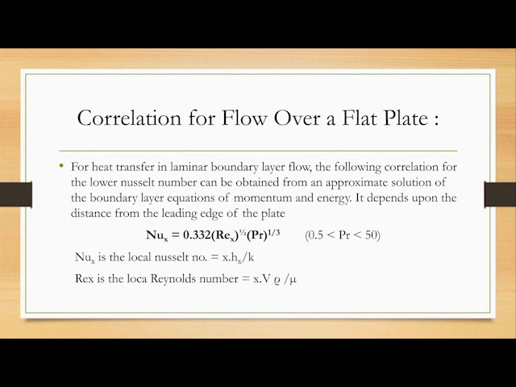For heat transfer in laminar boundary layer flow, the following correlation for the local Nusselt number can be obtained from an approximate solution of the boundary layer equations of momentum and energy. It depends upon the distance from the leading edge of the plate. So here you could see the relation: Nusselt number equals 0.332 times Reynolds number to the power 1/2 multiplied by Prandtl number to the power 1/3. The condition for the applicability of this correlation is that the Prandtl number should be between 0.5 and 50.